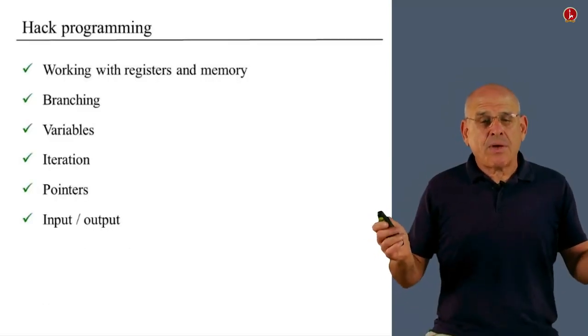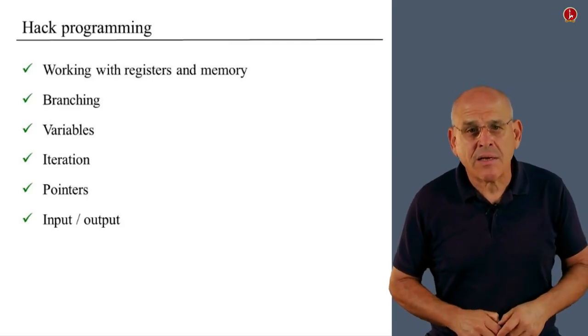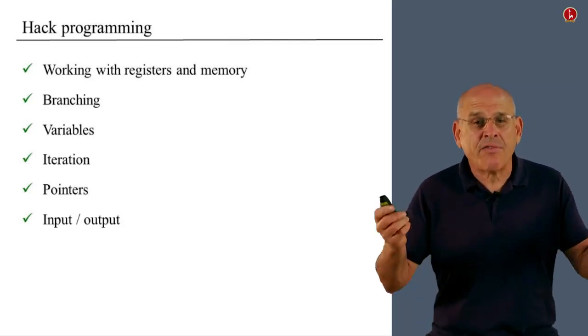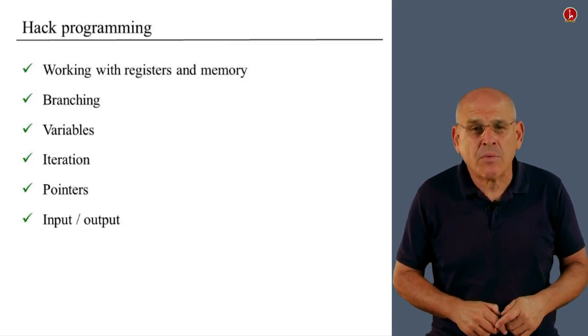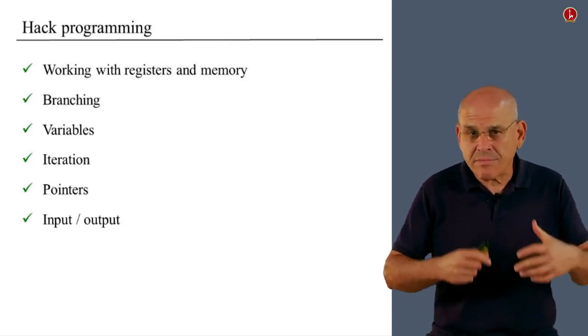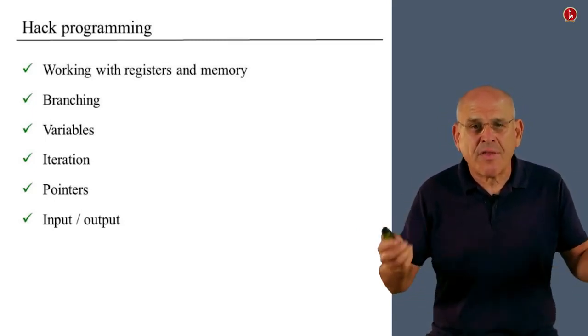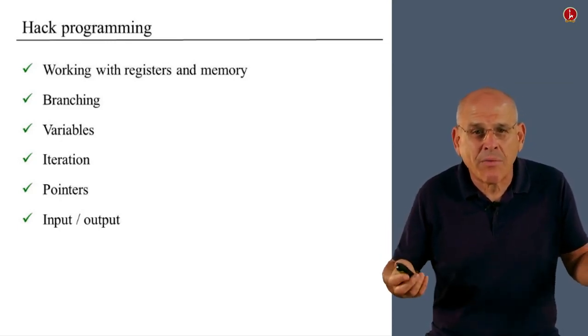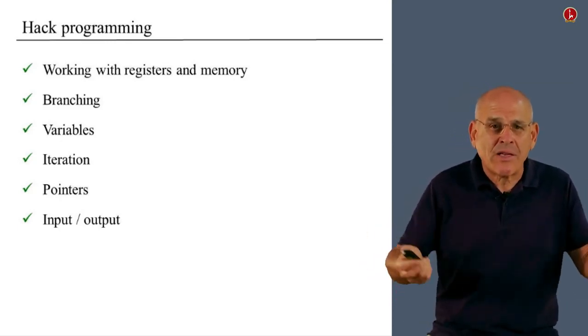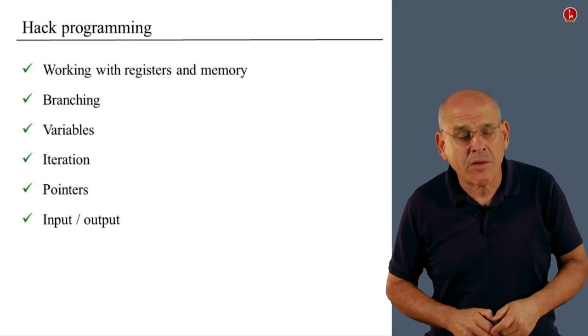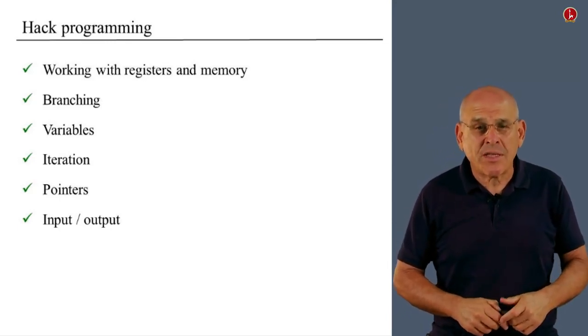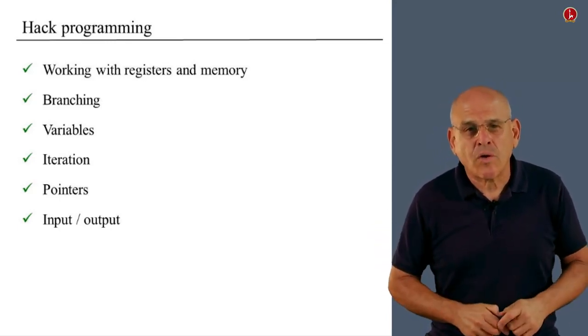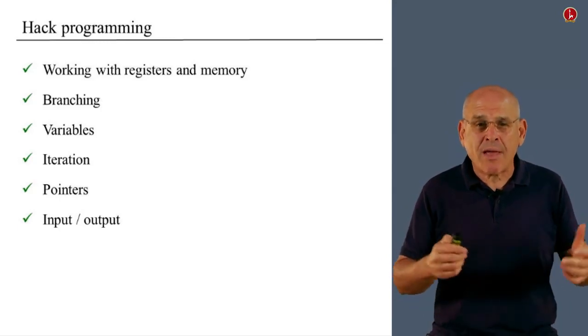So that's it. We completed discussing our survey of Hack programming. We talked about the classical things that we do with every programming language: working with registers, branching, variables, iterations, pointers, inputs and outputs, and this basically wraps up what we want to say about low-level programming.